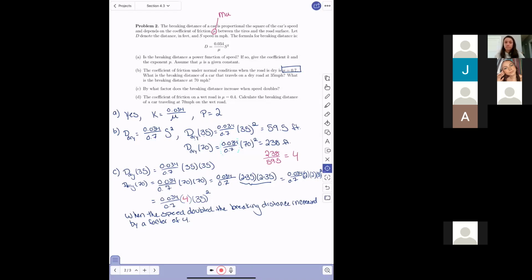Okay, thank you. Okay, next is problem D. The coefficient of friction on a wet road is mu equals 0.4. Calculate the braking distance of a car traveling at 70 miles per hour on the wet road. So what does my distance on a wet road function look like?